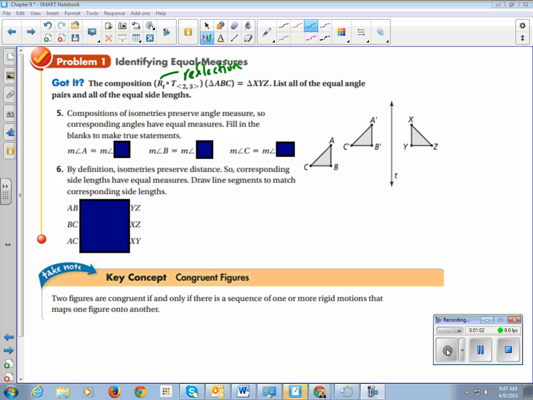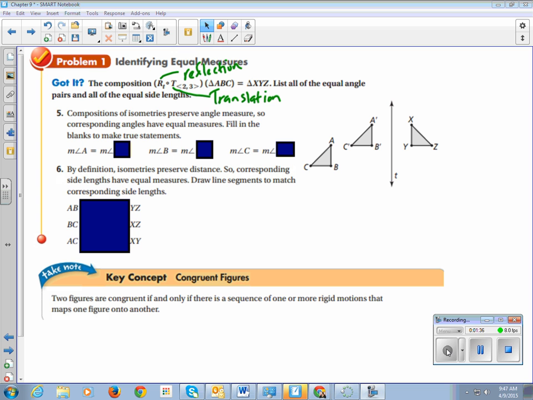T means translation, thank you. And that's just moving coordinates, translation. So we're going to reflect and then translate and then reflect triangle ABCD, so that we get triangle XYZ. And then we're going to list all equal pairs and all equal side lengths.